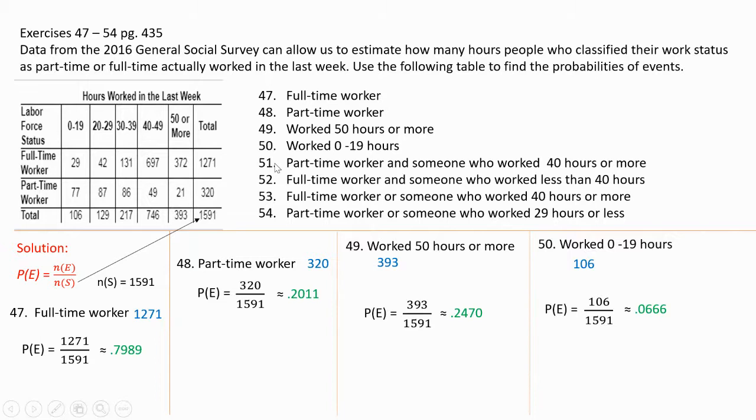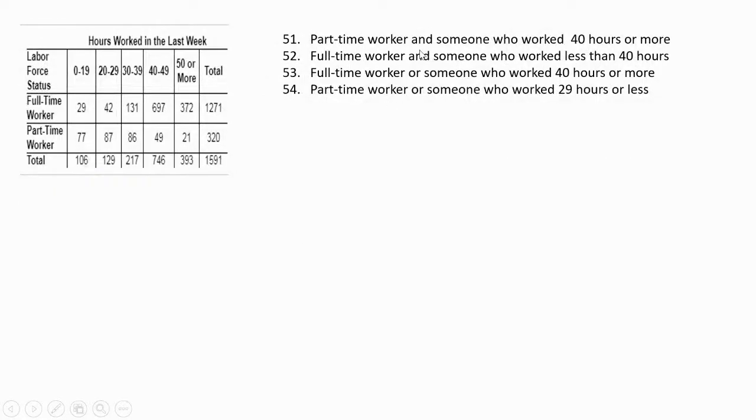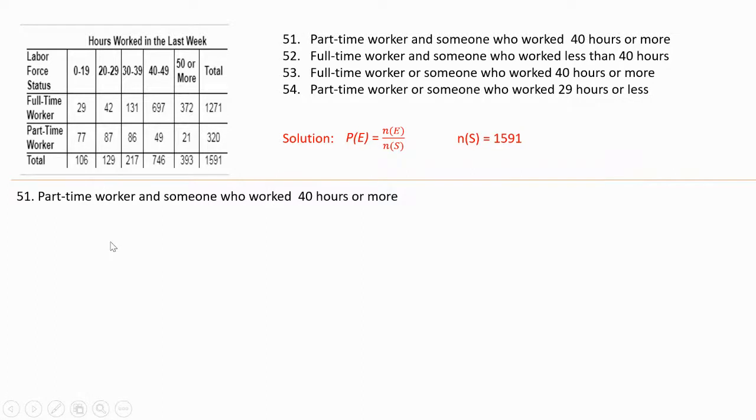Okay, now 51 through 54 are a little bit more challenging because you have the and and you have the or. Okay, so let's do 51. So again, the same thing as before, this is from the previous slide. So the sample space will always be 1591.